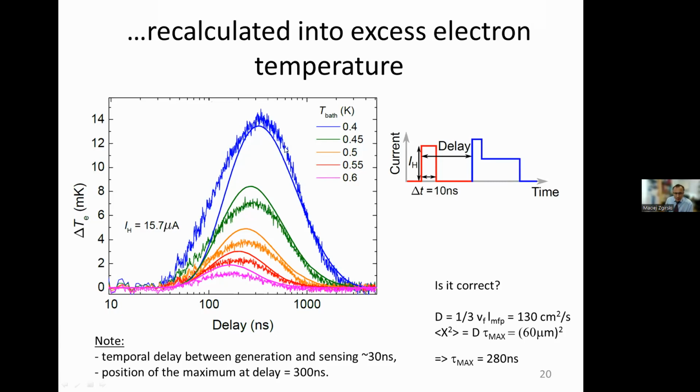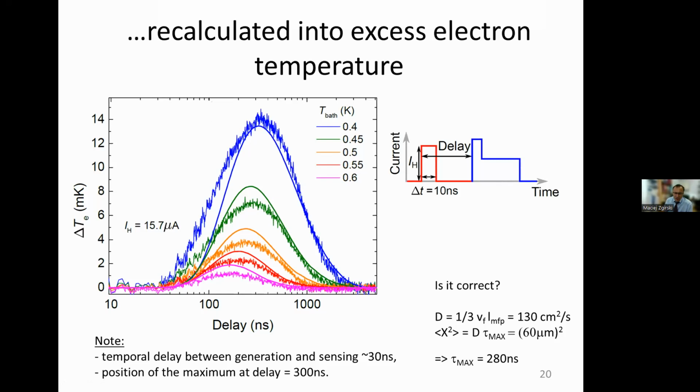Here, I imposed these solid lines, which are predictions of the solution of the one-dimensional heat flow equation, taking into account hot electron diffusion, electron-phonon coupling, and also having some bias term injecting these particles. So, okay, here you see that the signal picks up at 300 nanoseconds.